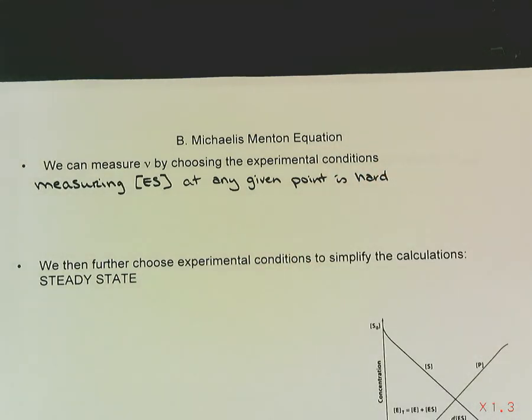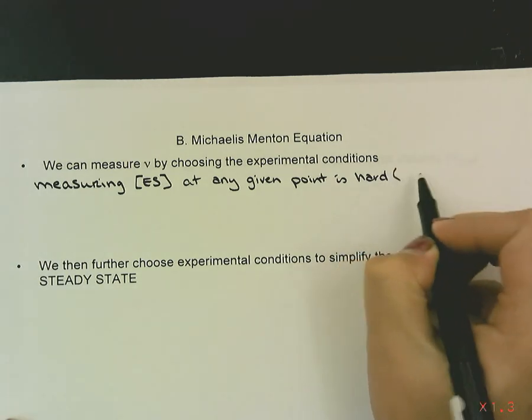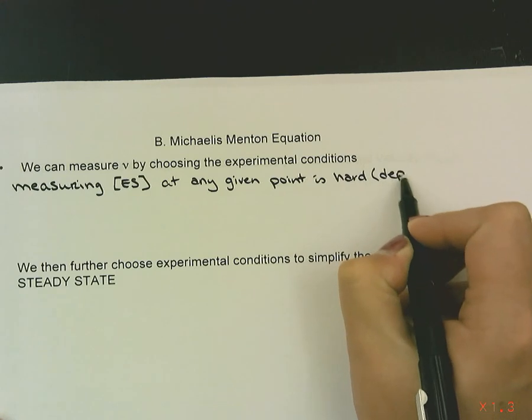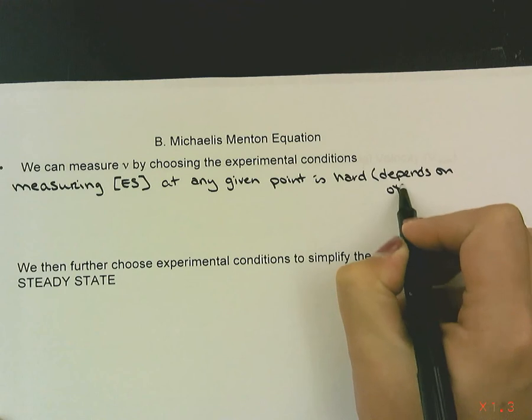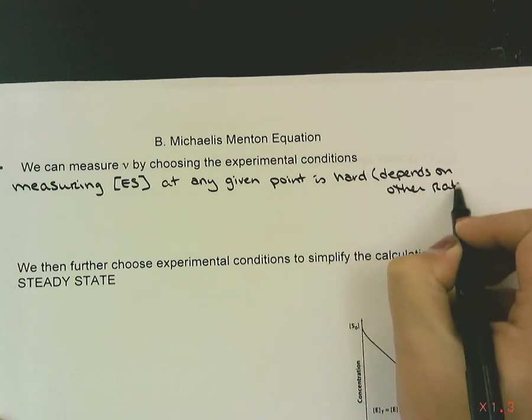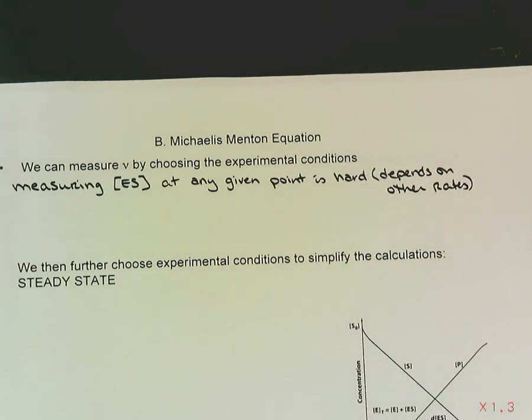So we're choosing our experimental conditions because measuring the enzyme substrate complex at a given point is experimentally tricky to figure out. Really the biggest issue is that it depends on other rates. It depends on that K1, K minus 1 happening first to get to ES, to then figure out K2.